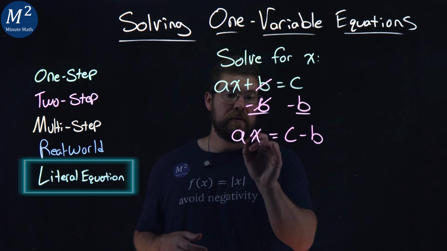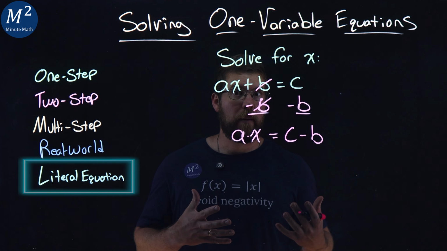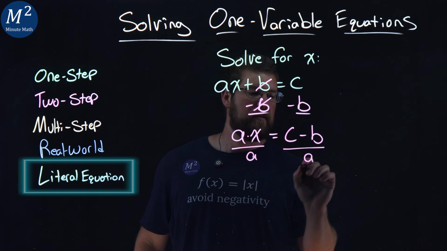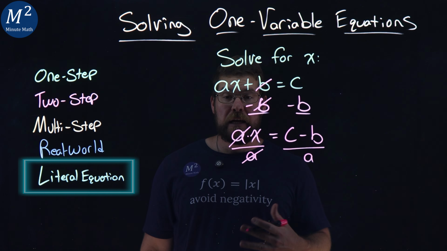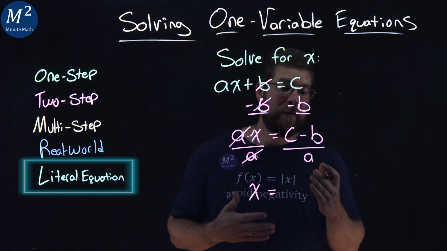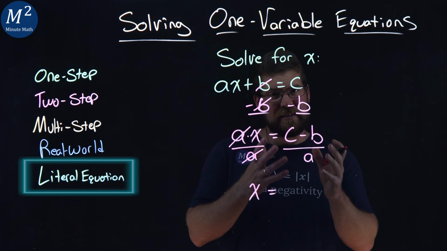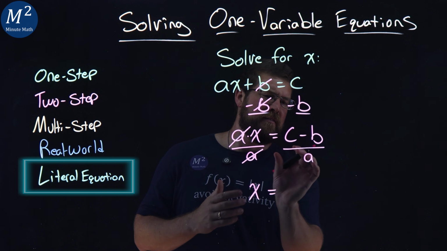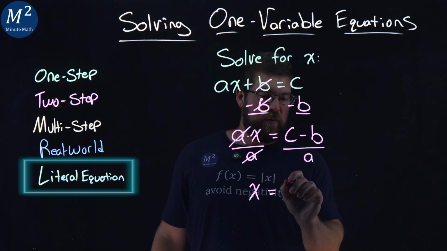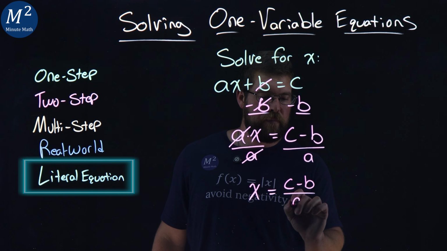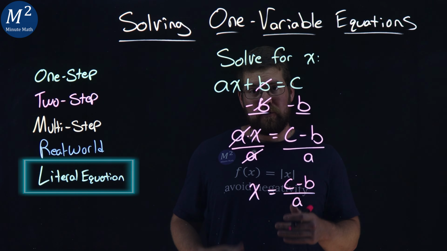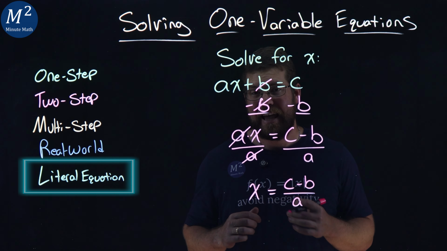Then our next step here, we have a times x, opposite of multiplication, division. So I divide both sides of the equation by a. A's cancel on the left, leaving me with x by itself. And on the right, since again, we can't really distribute the a to both parts and simplify it, I mean, we could write it as two fractions, but we can write it as one statement here. So we're going to leave it as that, just dividing by a. So we have c minus b over a. And so for this equation here, x is equal to c minus b over a.